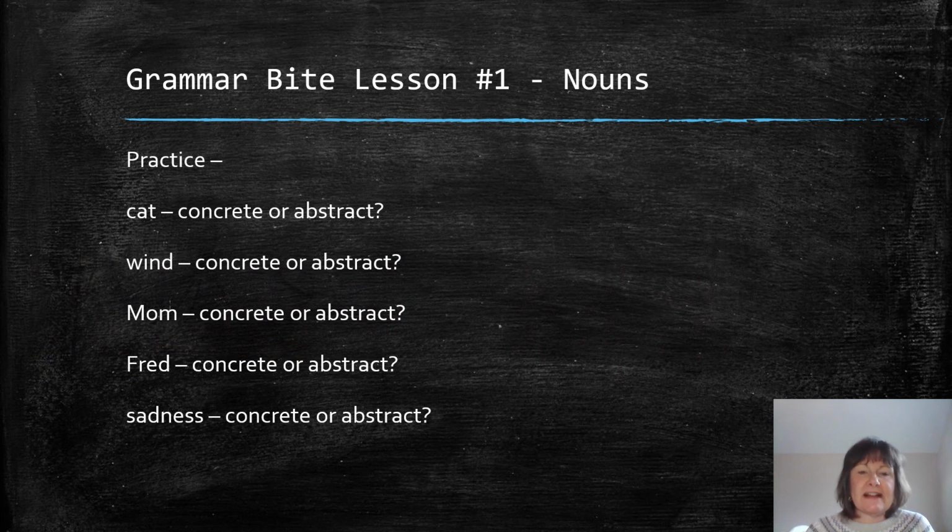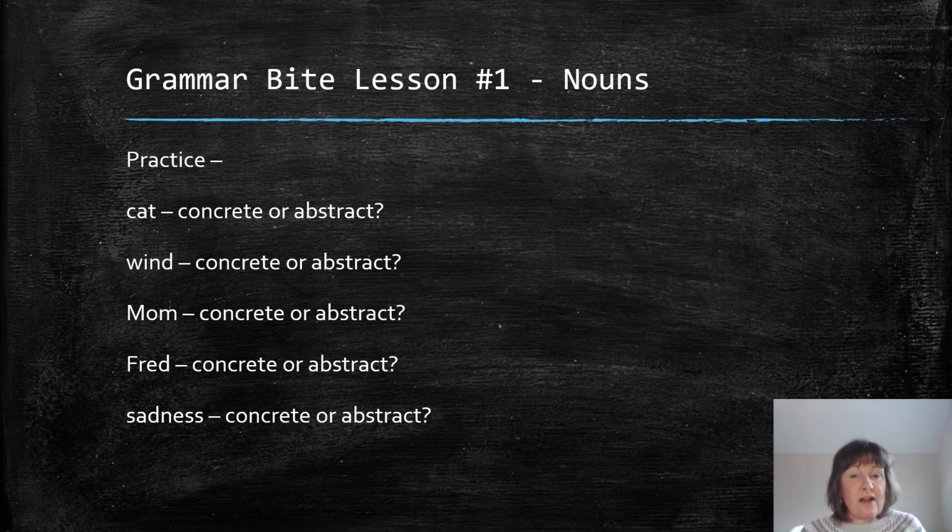Now let's do a little practice. So if we say cat as a noun, are we looking at a concrete noun or an abstract noun? This should be pretty easy. So if you said concrete, you're right. A cat would be a physical object that we can see, maybe touch, maybe hear when it's meowing, and that would be a physical concrete noun.